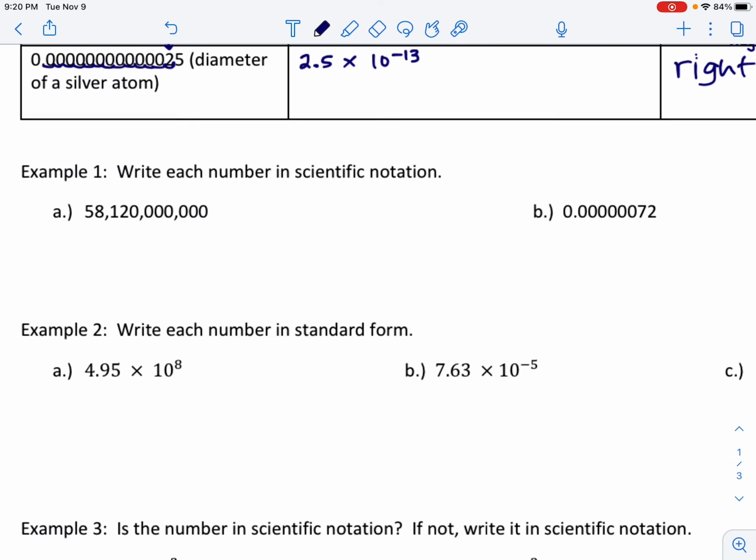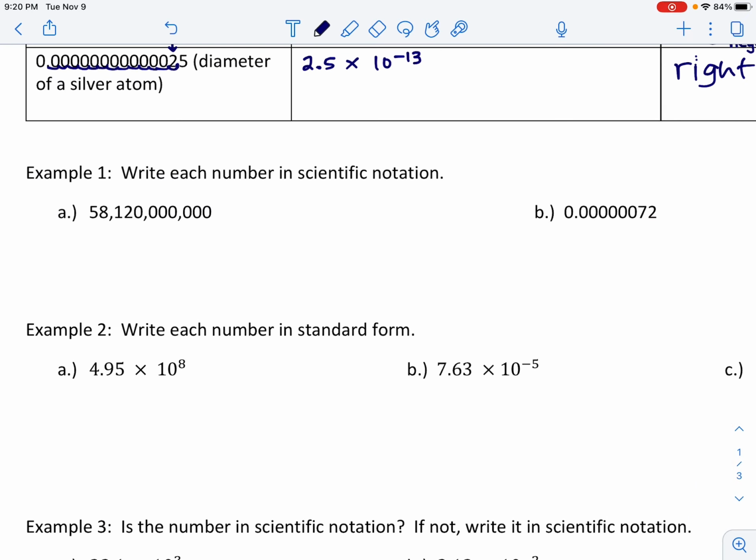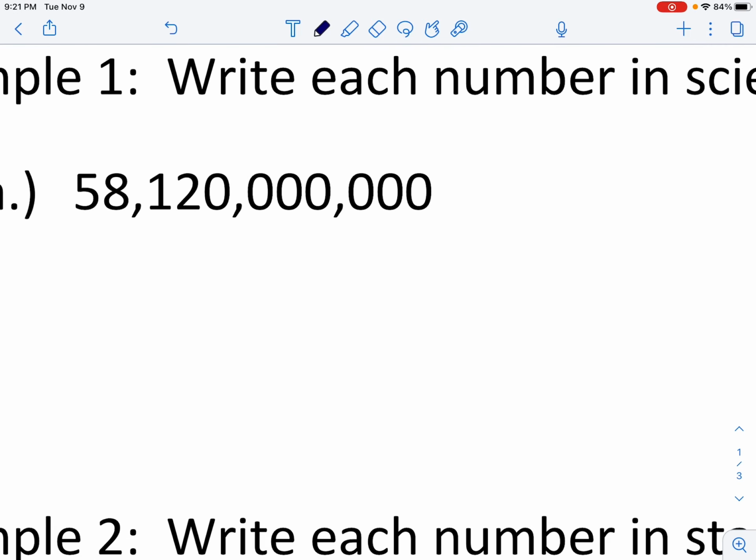All right, so write each number in scientific notation. Go ahead and pause the video, and I want you to try these two. Take a minute, pause the video, try these two on your own, and then play the video and see if you are correct.